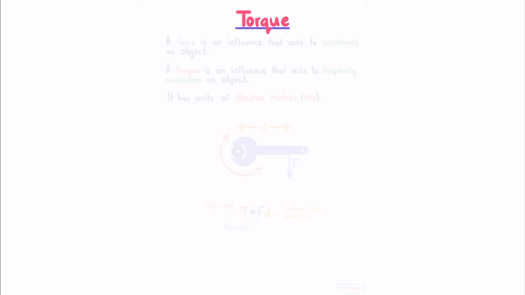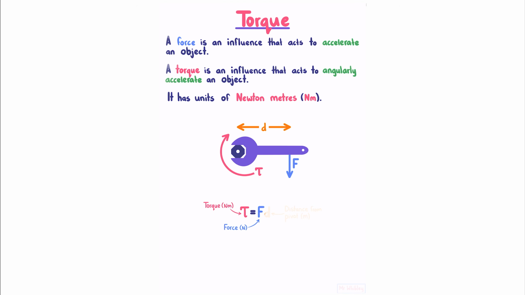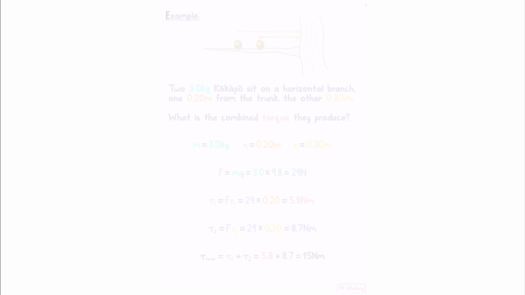Torque. As described earlier, a force is an influence that acts to accelerate an object. Similarly, for the context of rotation, a torque is an influence that acts to angularly accelerate an object. It has units of newton meters. If we were to apply a force on a wrench at a particular distance from the pivot, the resulting torque is given by the equation force times distance, where the symbol for torque is the Greek letter tau, not to be confused for the letter T. Let's now go through an example.